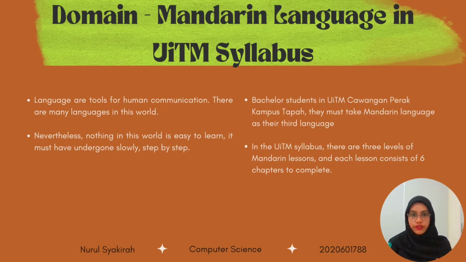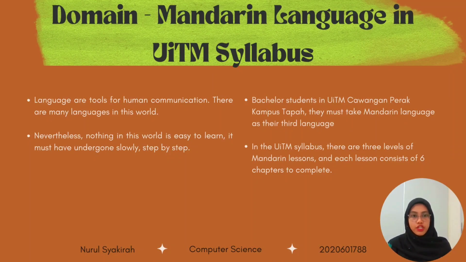So language is a tool for human communication. There are many languages in this world, but in Malaysia, there are 4 languages being highlighted, which are Malay, English, Mandarin, and Tamil. Many people are aware that Mandarin is the most difficult language in the world, and many others find it difficult to understand it when it is written or read in tones that are not acceptable. But nothing in this world is easy to learn. It must be undergone slowly, step by step.